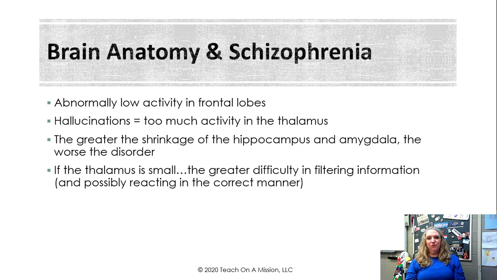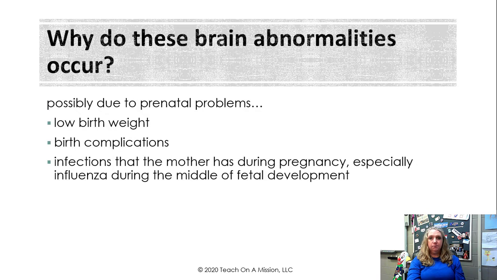Brain anatomy and schizophrenia. So there's abnormally low activity in the frontal lobes. They have hallucinations, too much activity in the thalamus. They don't know what to shrink, what to ignore. The greater the shrinkage of the hippocampus and the amygdala, review what those are involved in and what they kind of control, the worse the disorder. And if the thalamus is small, the greater difficulty in filtering information and possibly reacting in the correct manner. This also helps explain disordered thoughts and that word salad, because they are unable to filter the information accurately.